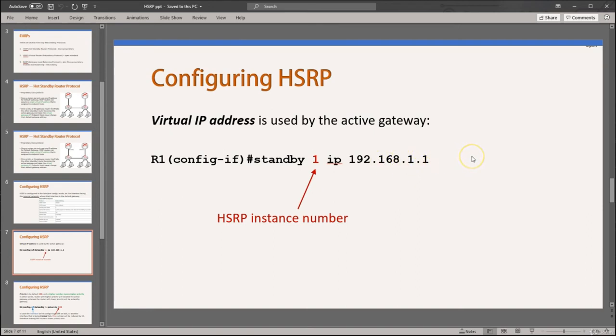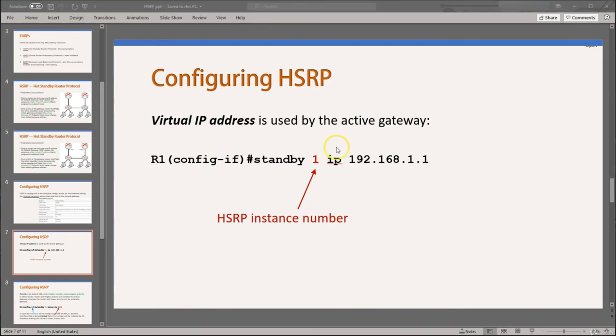The router will use the real IP, the one configured directly on the interface, until it becomes the active HSRP router. Of course, endpoint users will only know this virtual IP address. They will always use that one IP address, not even being aware of the real IP configured on this interface.